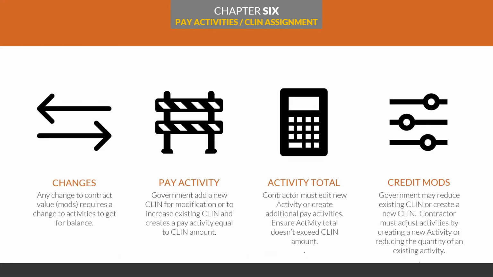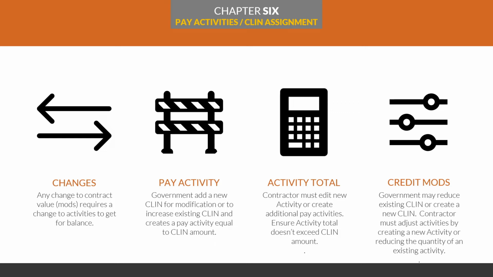Let's wrap up what we just went over. Balance is important. Any changes to the contract value requires a change to activities as well. The government adds a new CLIN for modification or to increase an existing CLIN and creates a pay activity which will be equal to the CLIN amount. The contractor will then need to edit the new activity or create additional pay activities. And remember, the activity total should never exceed the CLIN amount.